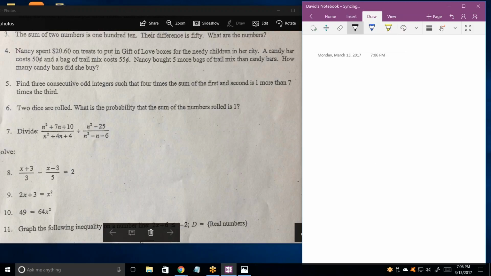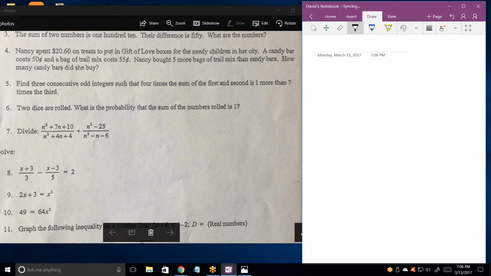Number 6. 2 dice. Are you familiar with dice? Yes. They have 6 sides. Each die has 6 sides, and every side has a number from 1 to 6.